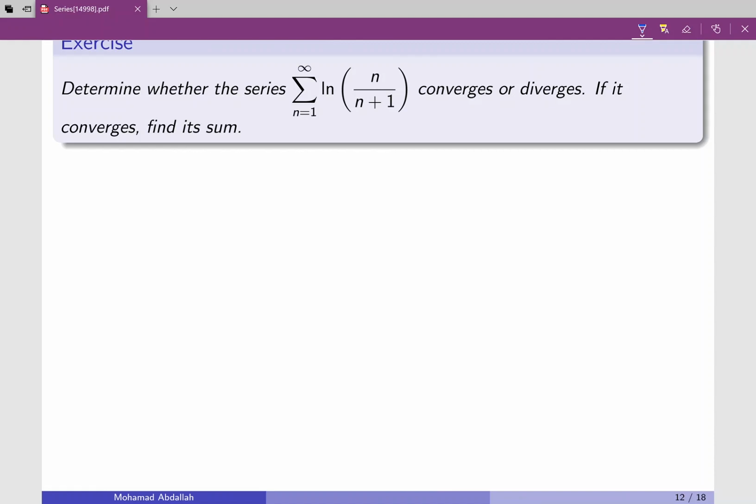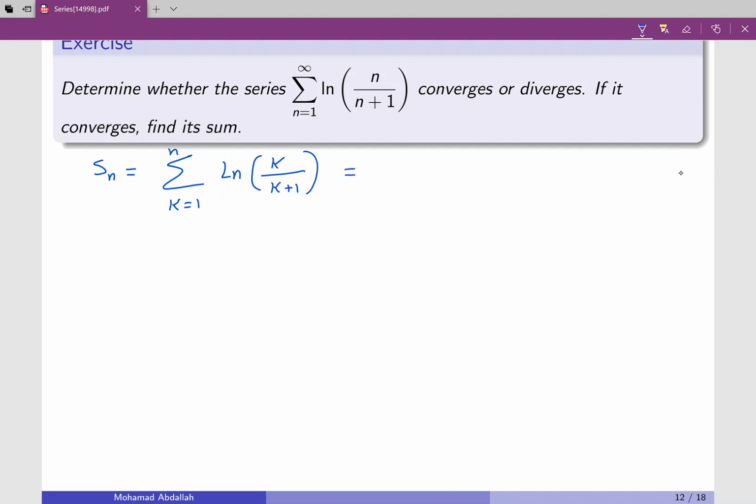I'll show you another example. Determine whether the series summation from n equals 1 to infinity of ln of n over n plus 1 converges or diverges. If it converges, find its sum. Okay, so here's what I'm going to do. I'm going to consider the nth partial sum, Sn. This is the sum from k equals 1 to n of ln of k over k plus 1.